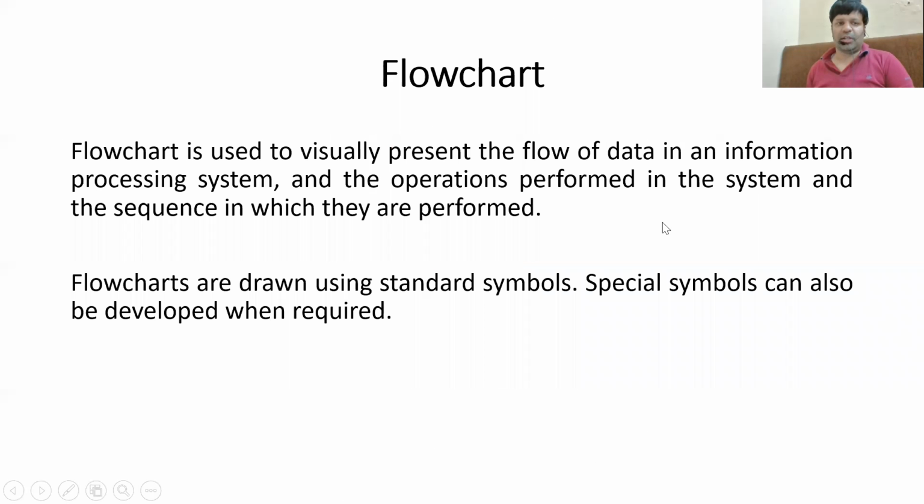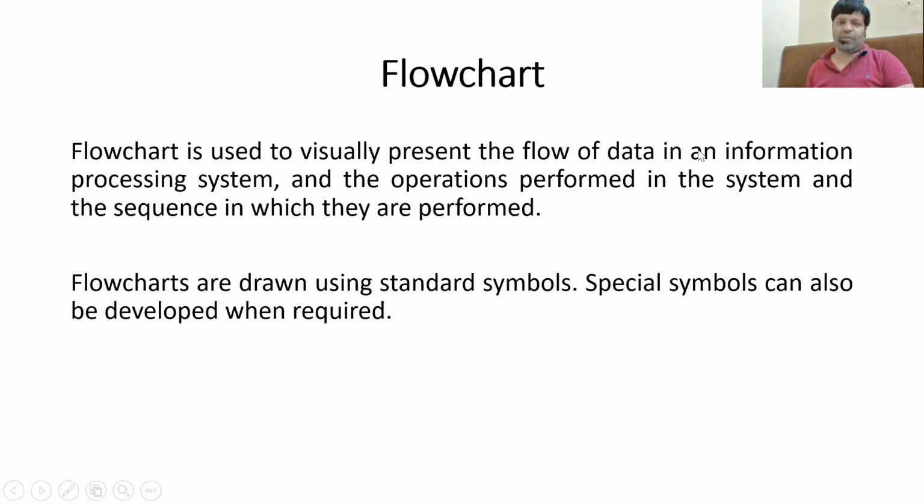Now, what is a flowchart? A flowchart is used to visually present the flow of data in an information processing system, the operations performed in the system, and the sequence in which these operations are performed. So basically, a flowchart is a programming tool. Before we start with the coding process, we draw a flowchart to try and understand how the flow of the execution within a program takes place.